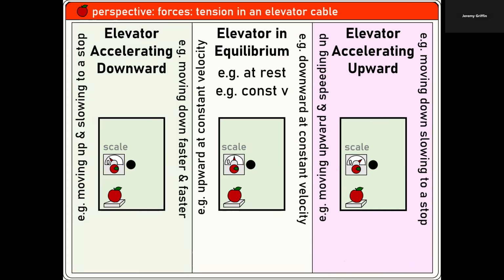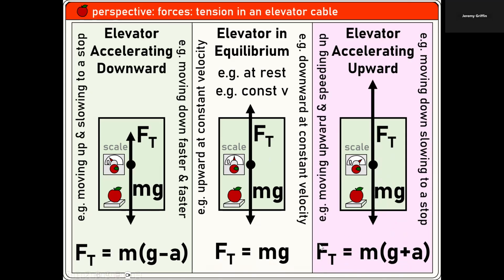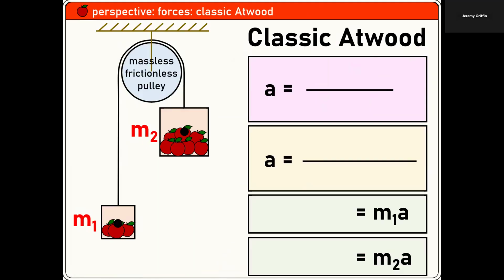All right. How about all these scenarios? Here's accelerating down. Here's equilibrium, which could be at rest or constant velocity. Guys, if you're going upward at constant velocity inside the elevator, does it feel identical to standing on the sidewalk? Yeah, you can't tell the difference. It's all equilibrium. And then here's accelerating upward, which we just did. The change I made is I made this a tension force for the tension in the elevator cable, but it's the same math, isn't it? Okay, that's good. All right, classic Atwood.